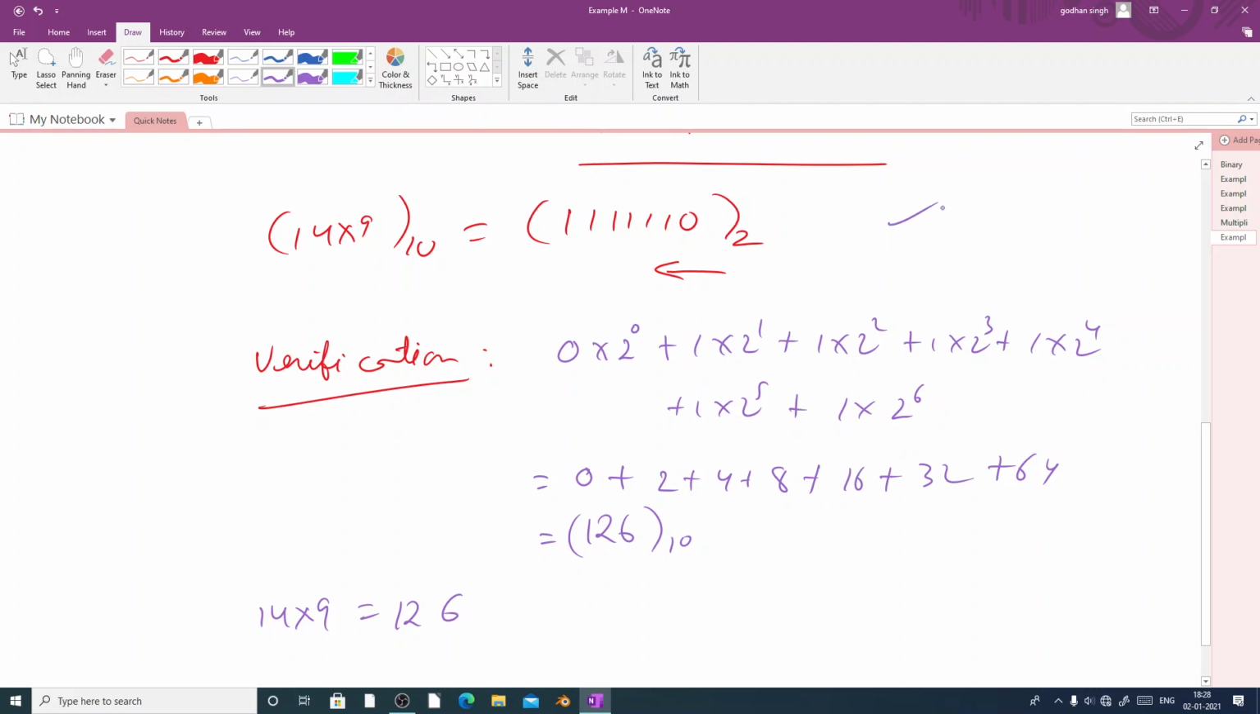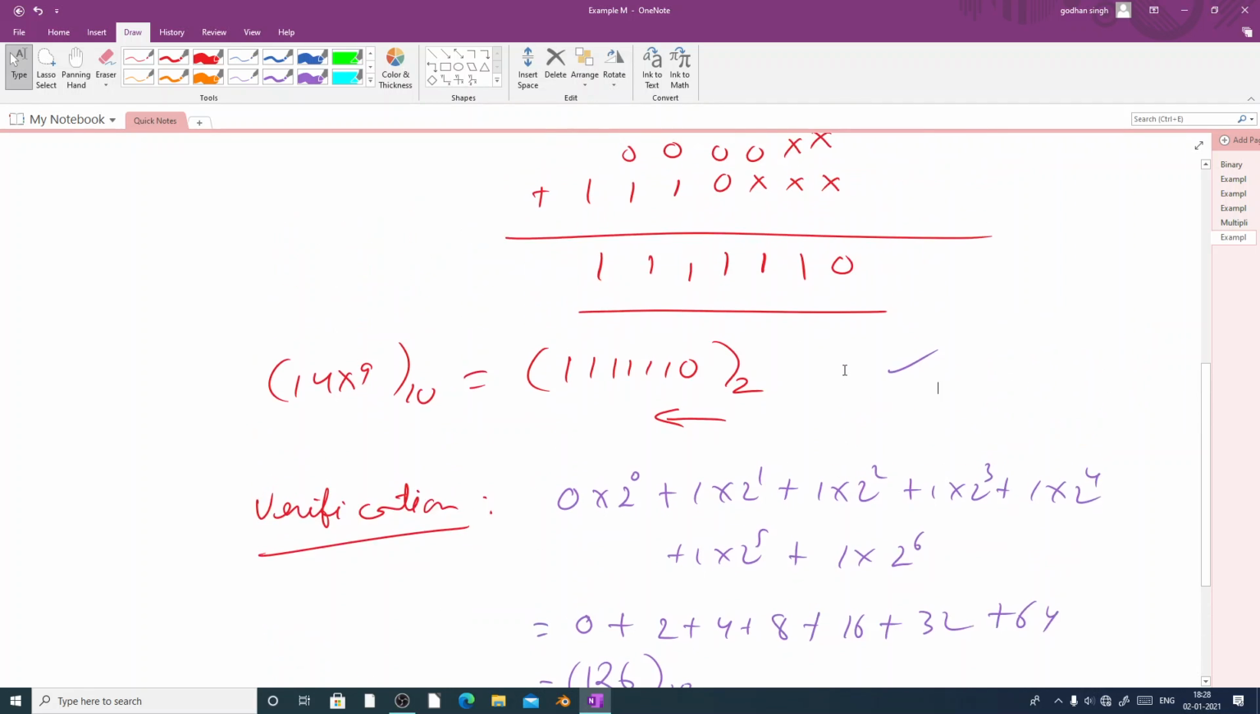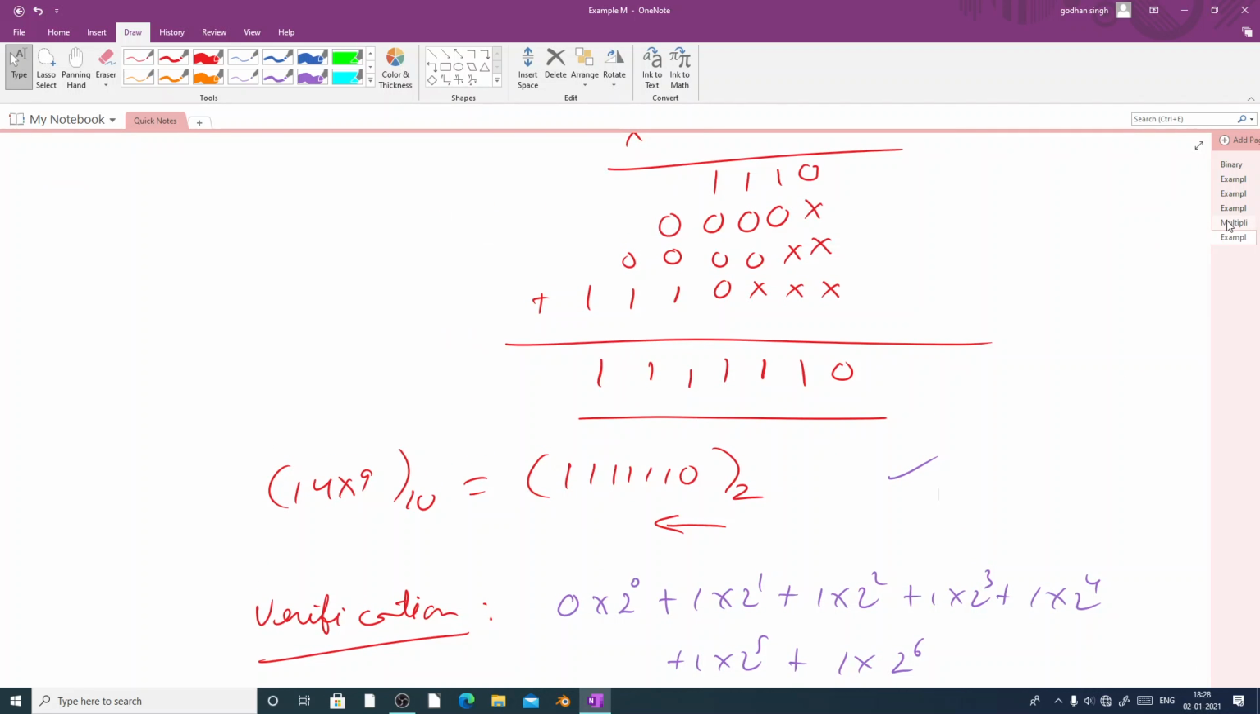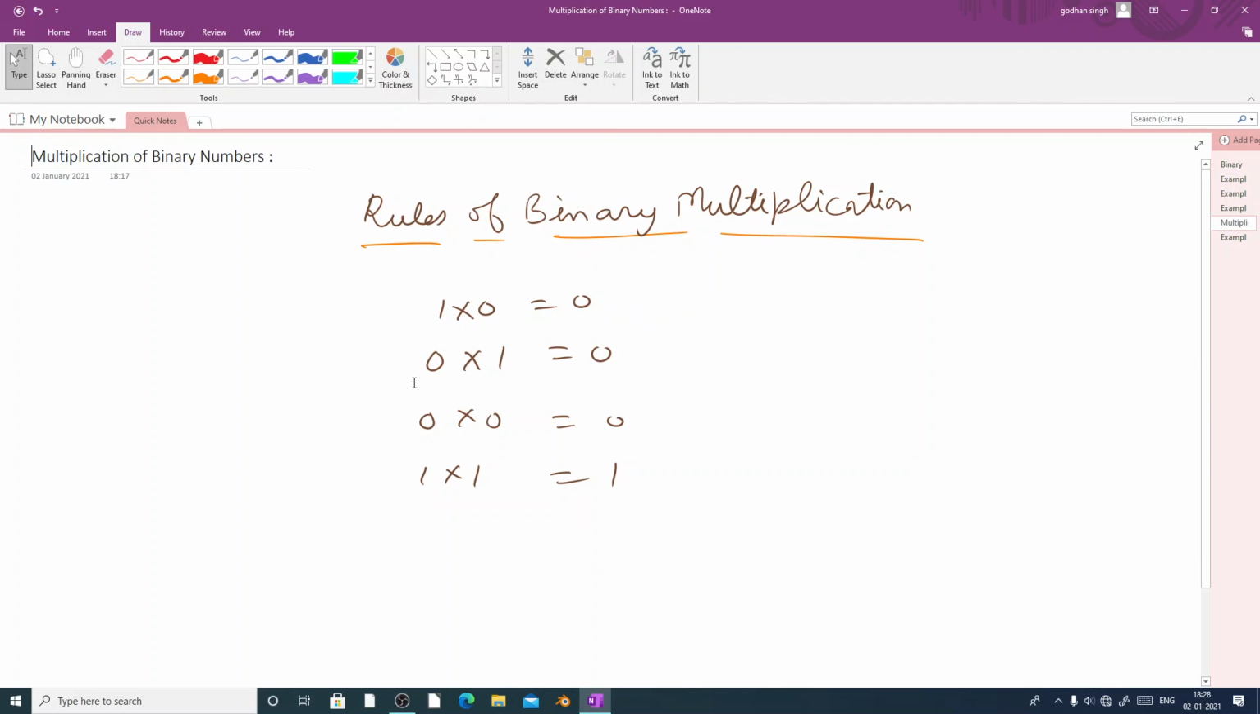So this is how you have to multiply two binary numbers. It's very, very simple. Just you have to remember the rule. The rule we have written here already, that is 1 into 0 is 0, 0 into 1 is 0, 0 into 0 is 0, and 1 into 1 is 1. Then definitely you will get the answer as correct only.